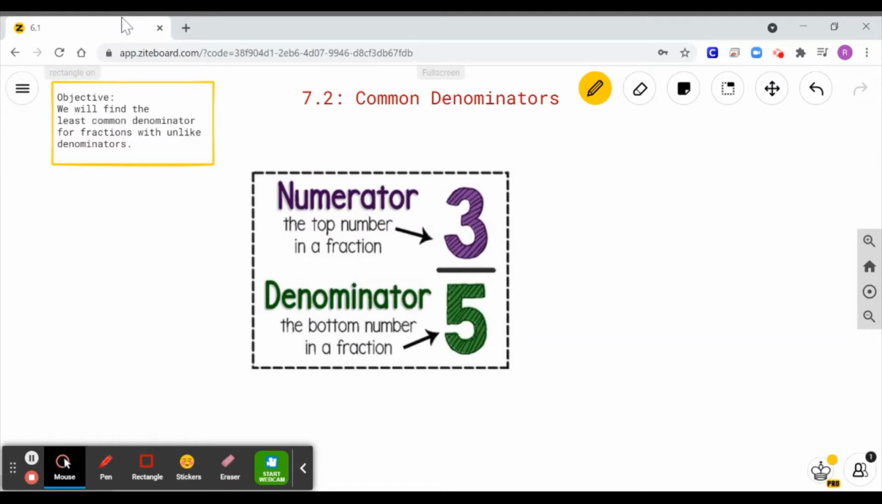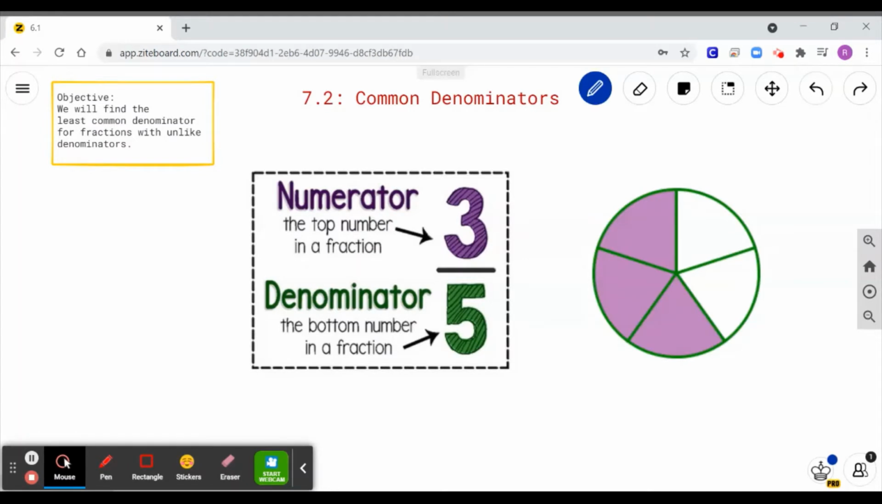So let's just quickly review the parts of a fraction. Remember that the top number of a fraction is called the numerator, and the bottom part of the fraction is called the denominator. Also remember that the denominator tells us how many total equal parts there are, and the numerator tells us how many equal parts that we actually have. So that's the shaded amount that you see here.